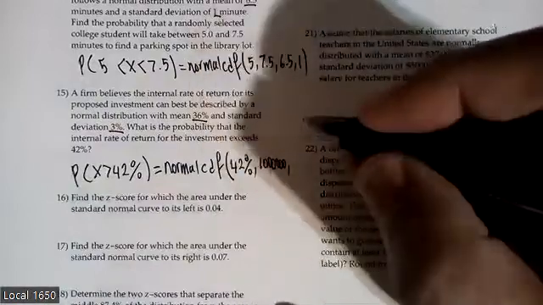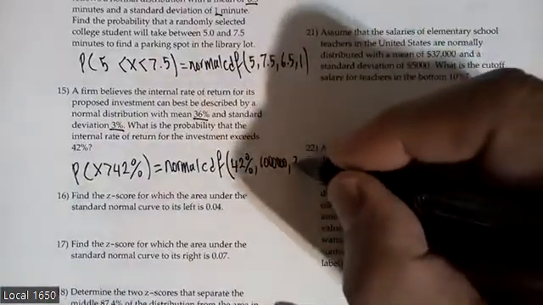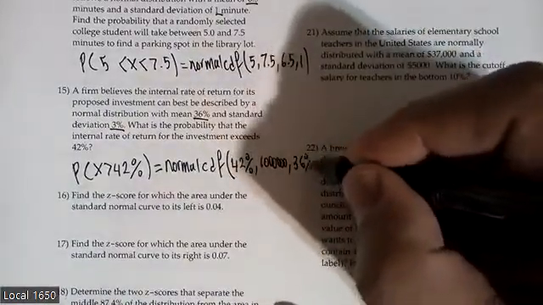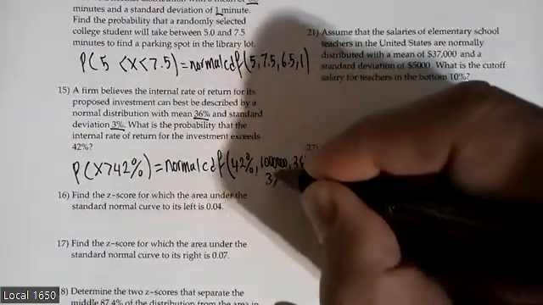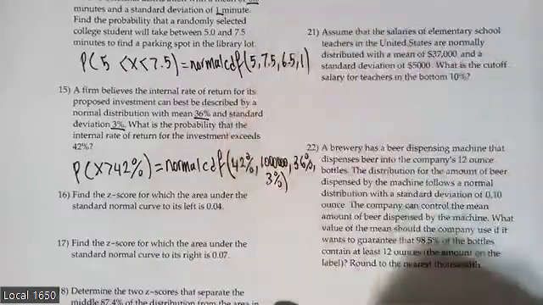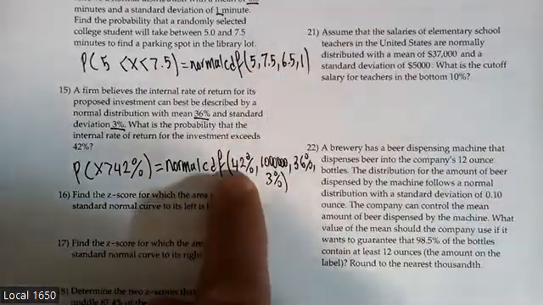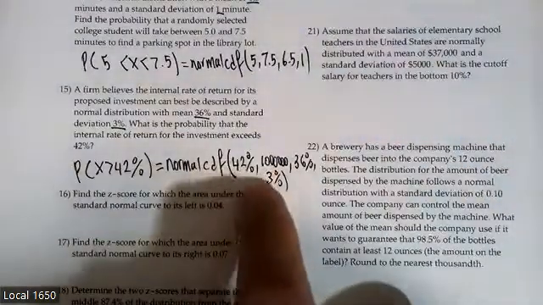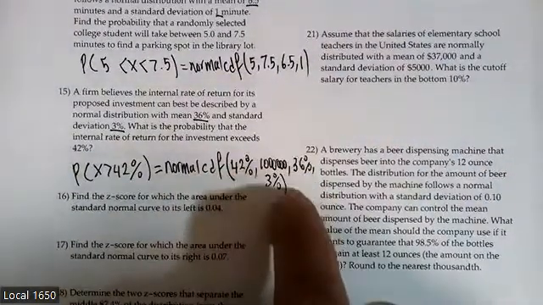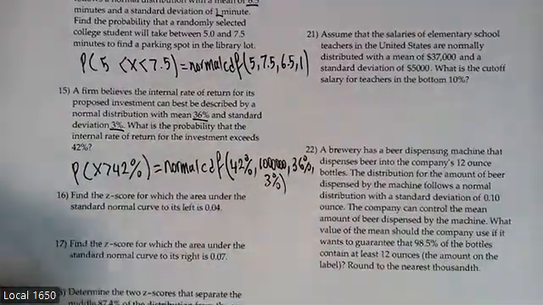And then the mean is what? 36%. And the standard deviation is what? 3%. Now, a question students will ask me: do I need to change this to a decimal? Yeah, change it to a decimal. Or if you don't change it to a decimal, put 42, 36, 3 without the percents. It will work. So let's do this one.